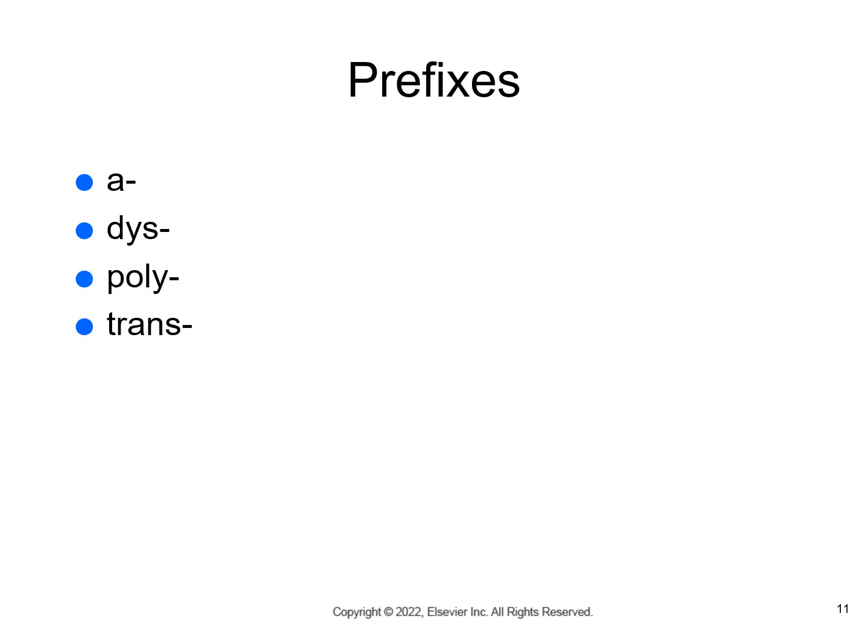Prefixes that we see are a, and when you see the letter a or an, that is going to be absence of or without, and you may see that in different systems. Dis is another one you may see in different systems. That means painful, abnormal, difficult, or labored. Poly means many or much, and trans means through, across, or beyond.